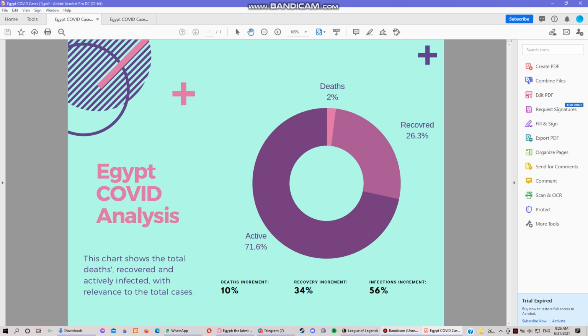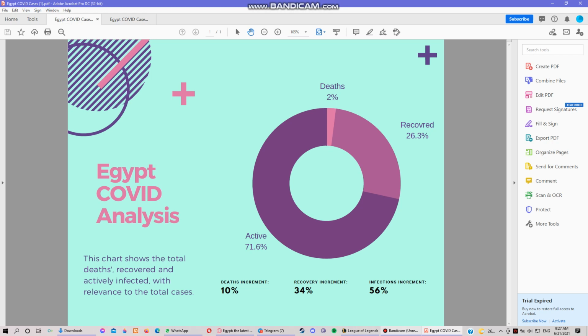My second graph shows the percentages of death, recovered, and active cases, keeping in mind the total number of cases. So we have 2% death, which is good. 26.3% recovered, of those who were infected, which is actually not very bad. And active cases are 71%, which is a very big number.